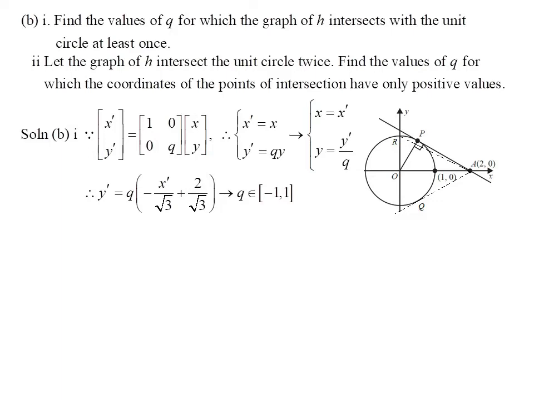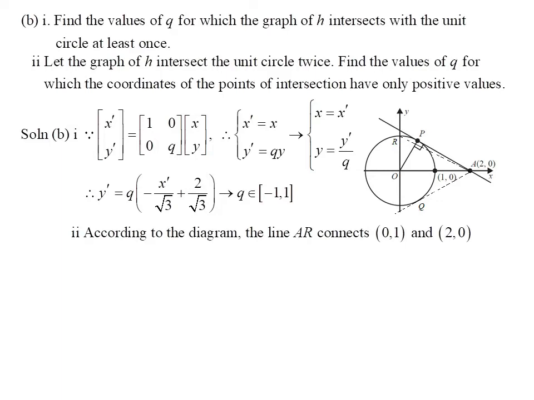When q is equal to -1 or 1, h of x intersects with the unit circle once. When q equals 0, the transformed line equation intersects the unit circle at -1, 0 and 1, 0, 2 points, as it can be seen on the diagram. Hence, the value range of q is in a closed interval from -1 to 1.